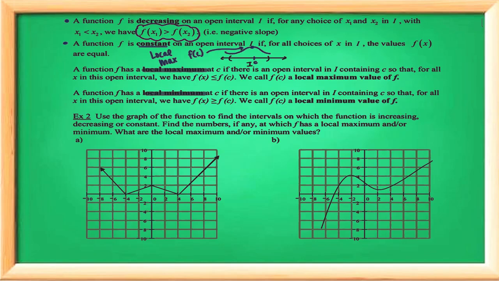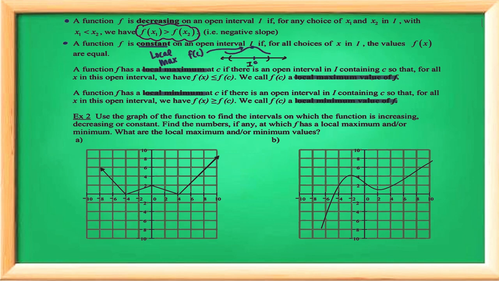Okay, good. So for the next example, we're going to use the graph of the function to find the intervals on which the function is increasing, decreasing, or constant, and then find the numbers, if any, at which f has a local max and or min. What are the local max or min values? Okay, so here we go.